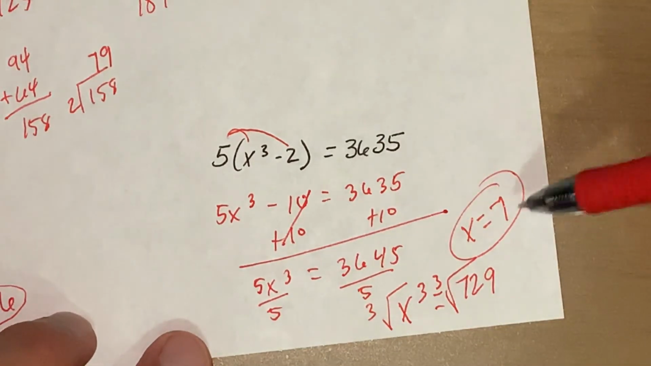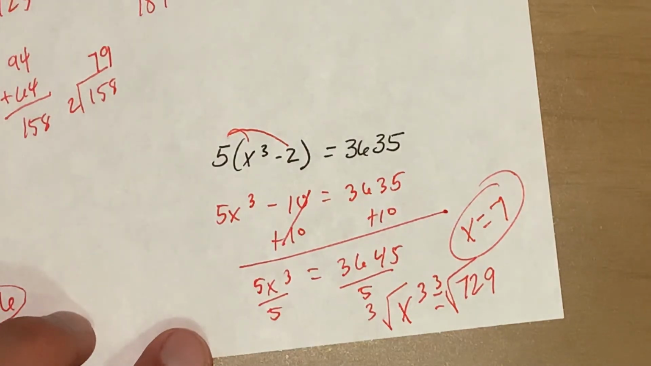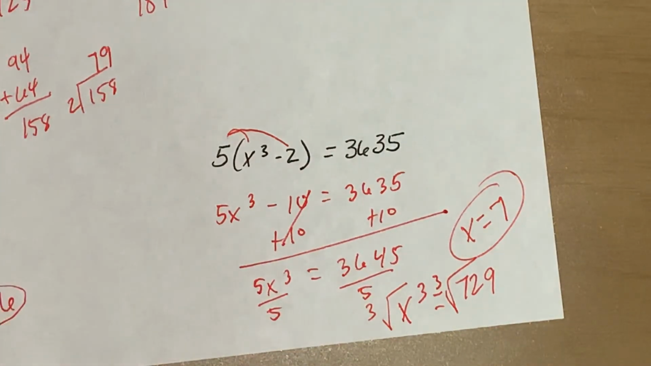All right, so here it is just positive 7, since we're cubing the number, or taking the cube root. All right, it's not negative 7, because negative 7 times negative 7 times negative 7 would result with a negative 729. And we just need a positive 729.